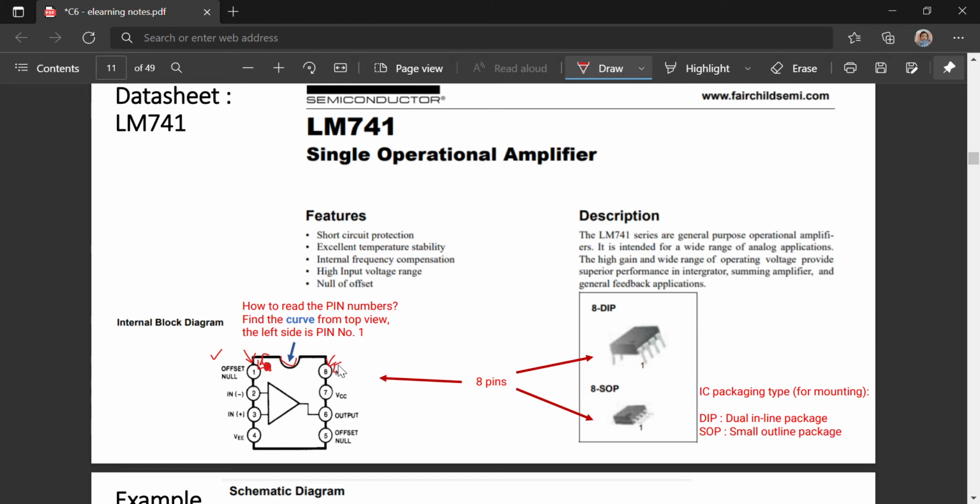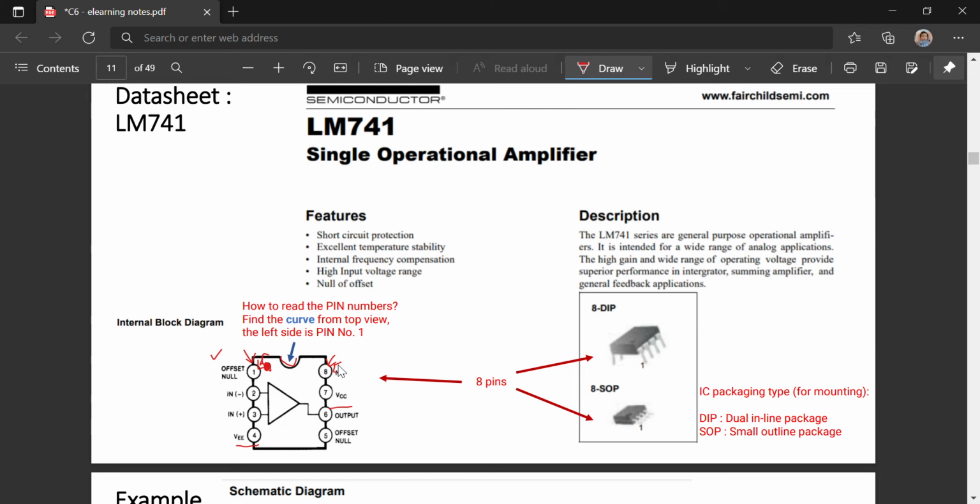Here we have VEE and VCC. In the previous slide, I mentioned the voltage supply for the op-amp. So for this LM741, the voltage supply is labeled as VCC and VEE, at pin number 7 and pin number 4.